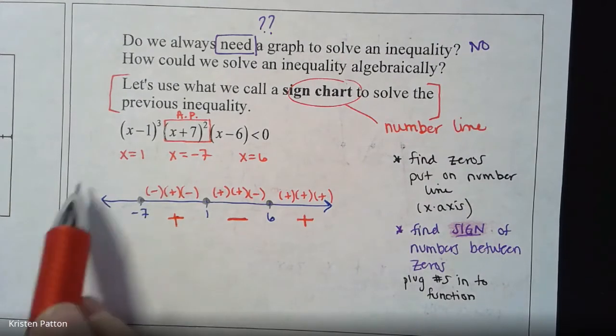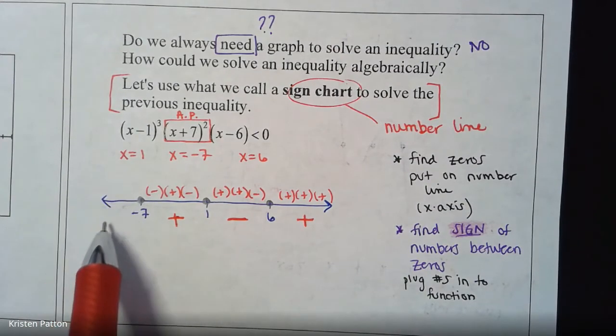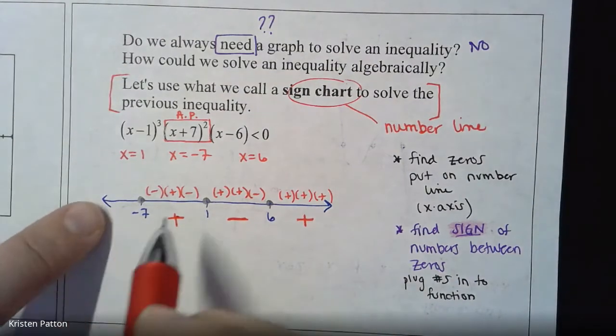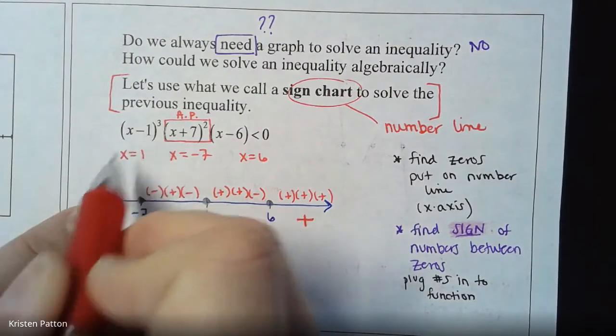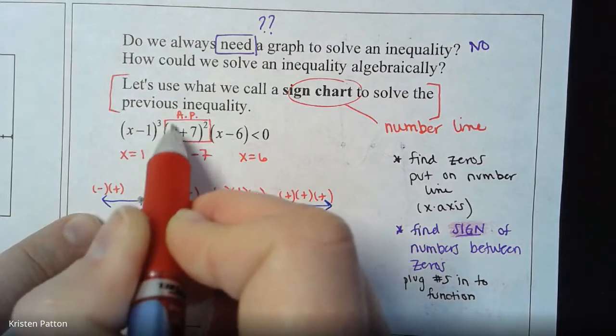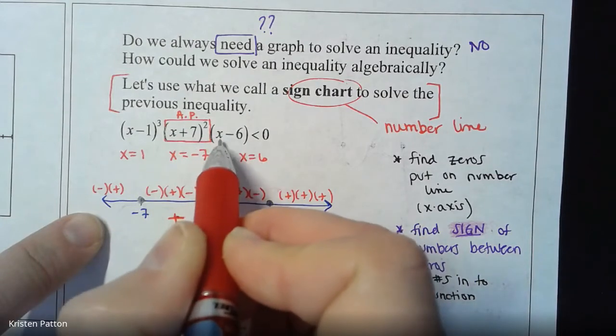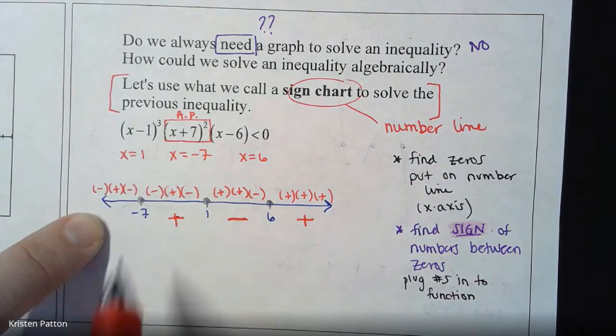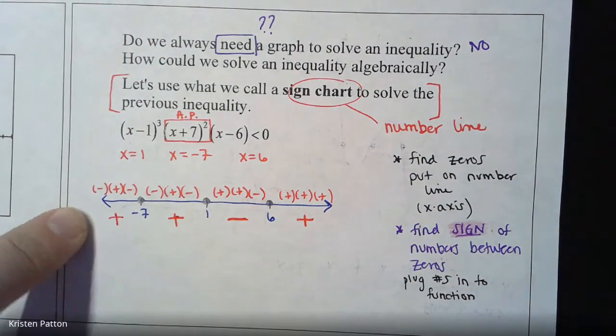Awesome. Let's go back here. Something to the left of -7, like -10, -8. You pick one. I'll pick -10. -10 minus 1, still negative. Cube it, still negative. Second piece, always positive. Third piece, -10 minus 6 is still negative. And so we get overall a positive again.